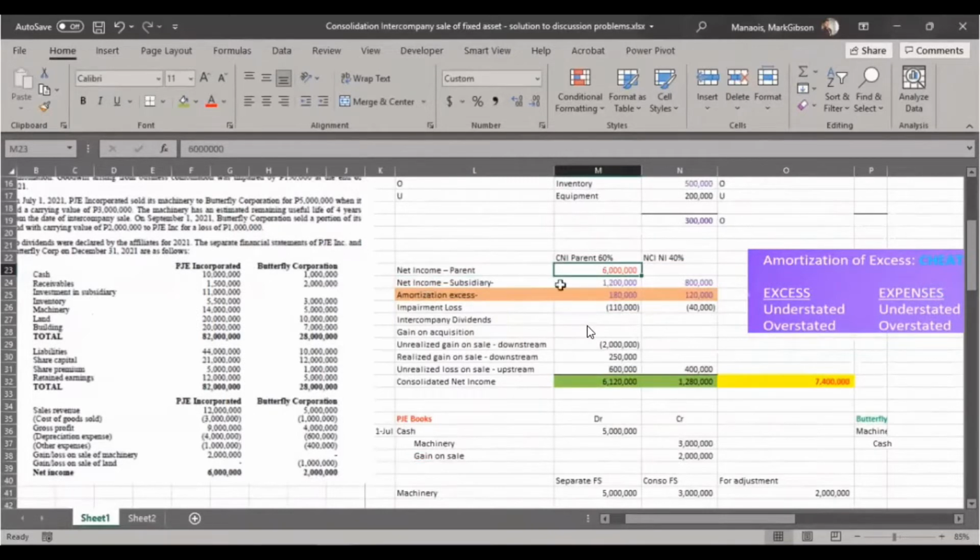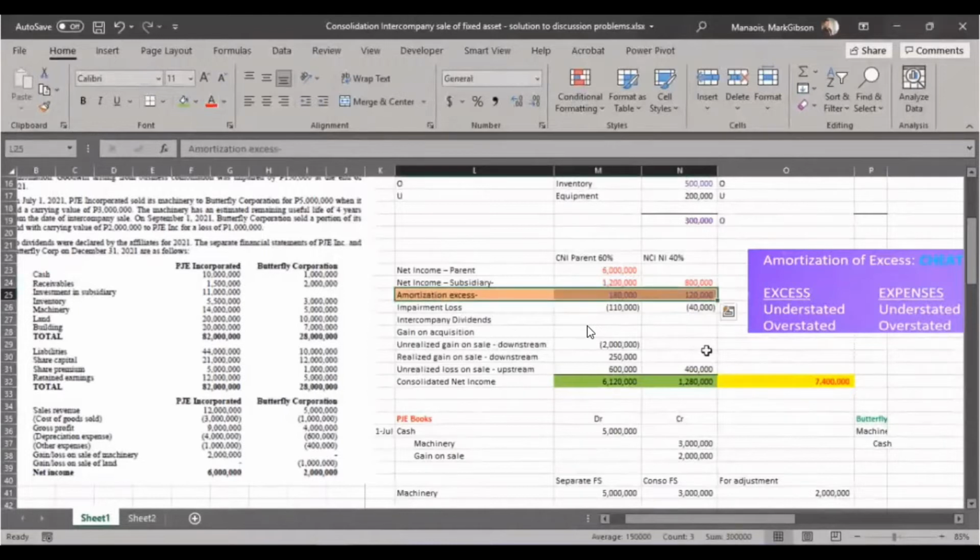Tignan natin yung net income ni subsidiary. Net income ni subsidiary, that's 2 million. Pero this time, we have to split this based on proportionate share. So 60% kay parent, so that's 2 million multiplied by 60%. And then 800,000 kay non-controlling interest representing 40%. So 2 million multiplied by 40%.